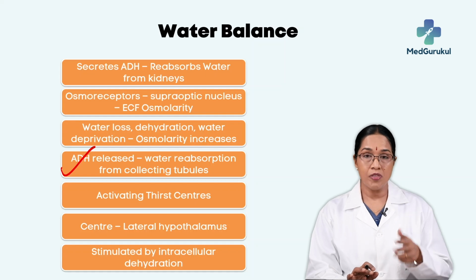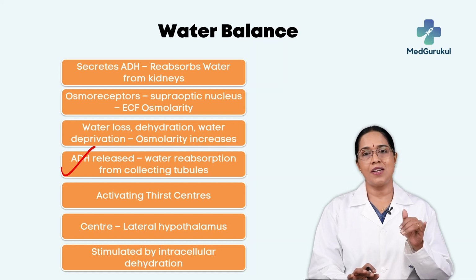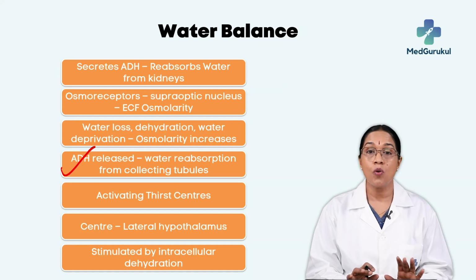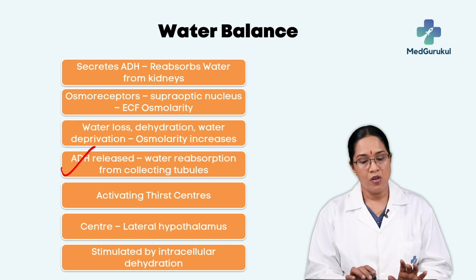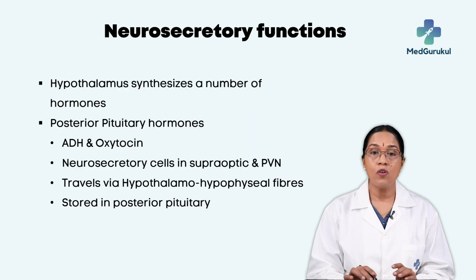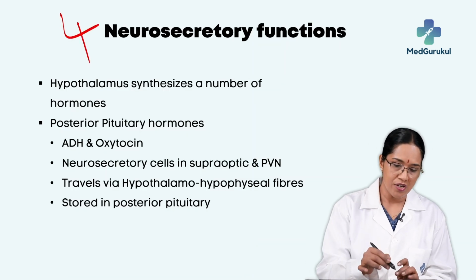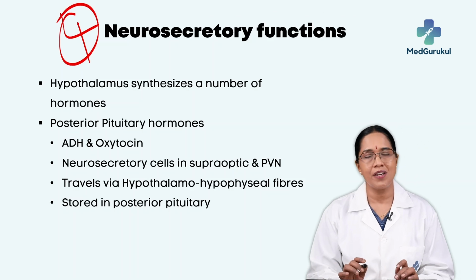So, what happens is the body comes over that state of dehydration, and that's how the water balance is maintained in the body. So, that's the third function. Now, the fourth function is the neurosecretory function. Now, what is a neurosecretory function?